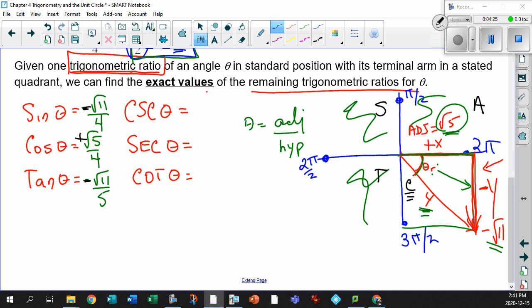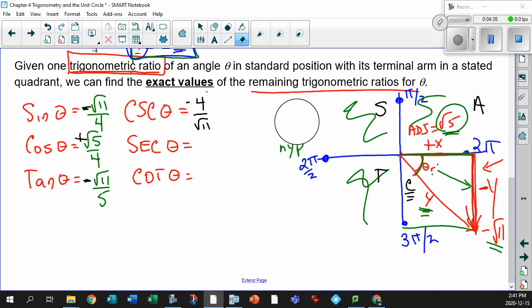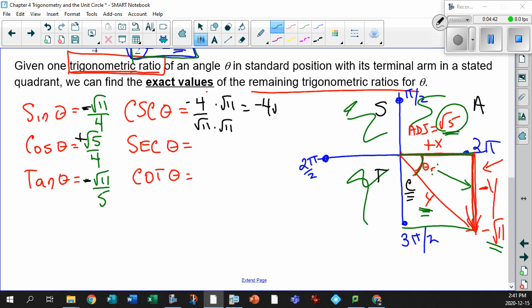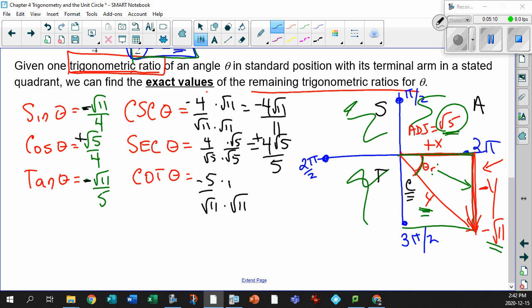Oh, hallelujah. Okay, so let's do our cosecant. Cosecant is the reciprocal of sine, so this is going to be 4 over root 11. Remember, it was negative. Again, you're going to have to clean up that denominator. That's important. Multiply by root 11, multiply by root 11. This is negative 4 root 11 over 11. Flip this guy. The flip of this guy is going to be 4 over root 5. Again, multiply by root 5, multiply by root 5. This is going to be 4 root 5 over 5, and that, in fact, is positive. Cotangent, flip it. This is going to be negative 5 over root 11. Again, multiply by root 11, multiply by root 11, you get negative 5 root 11 over 11.